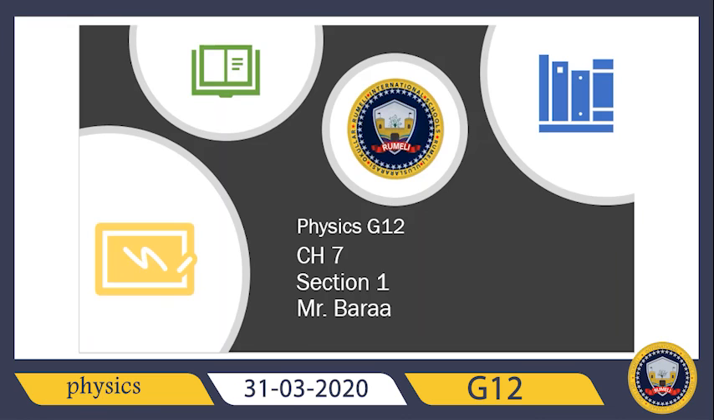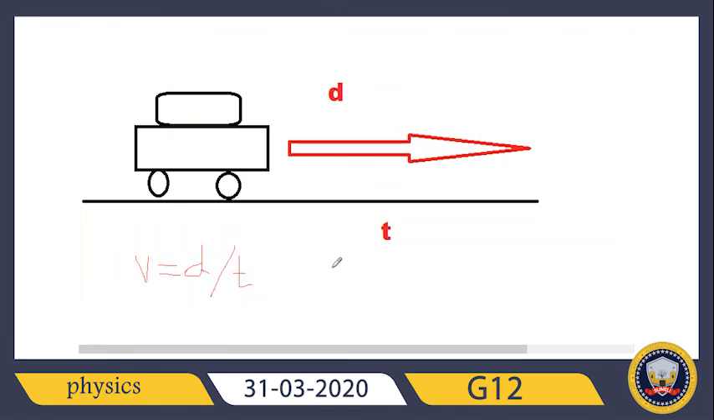In the first semester, we learned about motion in one dimension. If we have an object on a straight line or straight path, we have a distance, which must be in meters, and a time, which is in seconds. The velocity, or the speed, is equal to distance divided by time. That means the velocity is in meters per second, the standard unit for velocity or speed.